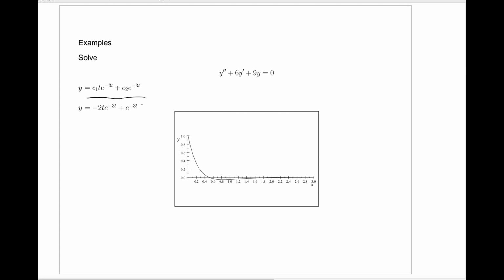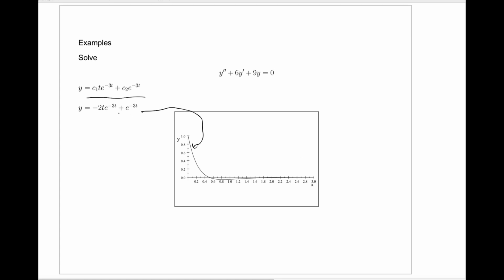I want us to look real quickly at what these solutions look like. I've just picked some examples for the constants here. I picked C1 as -2 and C2 as 1. That's with the C1 and C2 as I've written them here in this representation. And so I've graphed this function here. You see how it behaves.